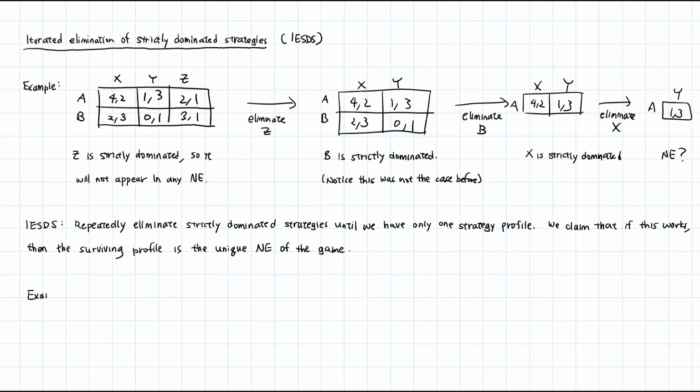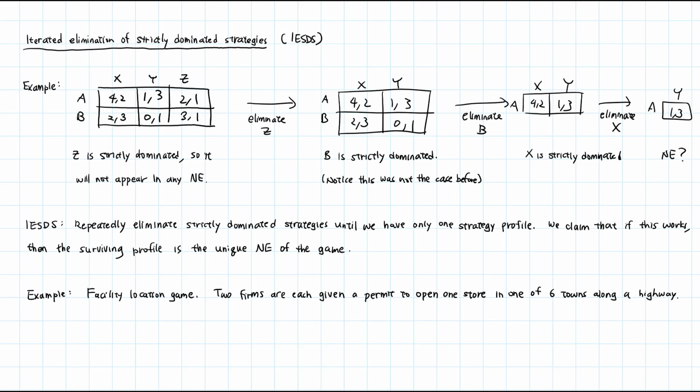We now look at another example called the facility location game. In this game, two firms are each given a permit to open one store in one of the 6 towns along a highway.